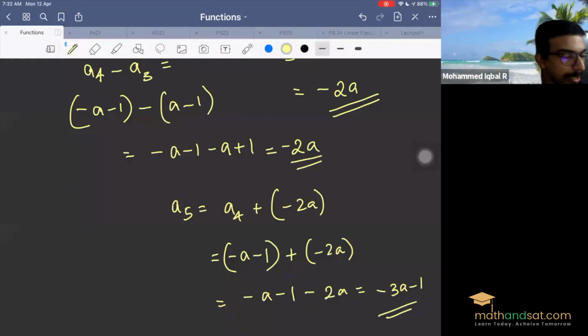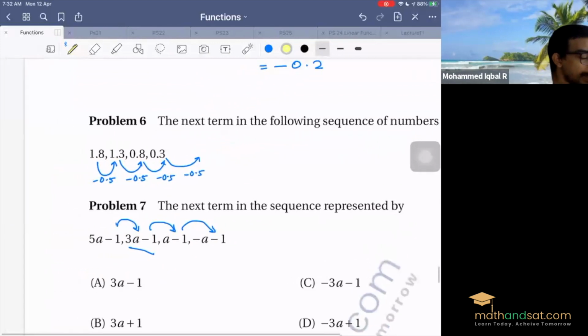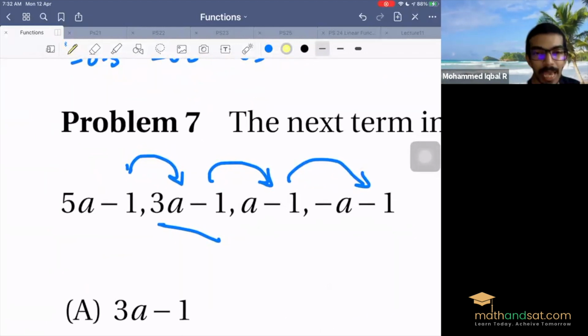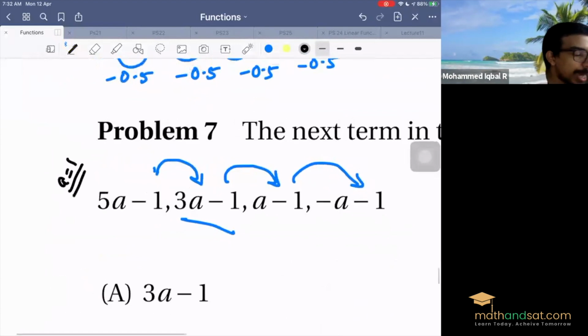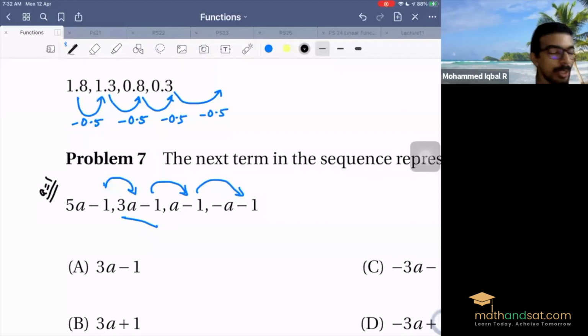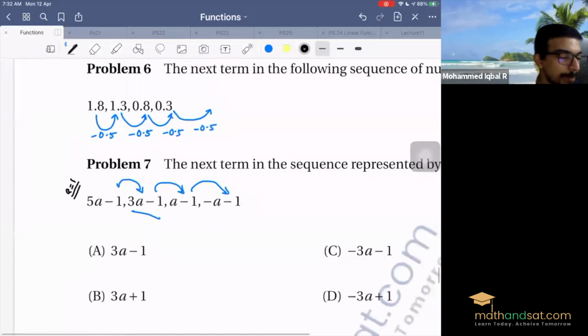Alternatively, during an exam like the SAT, you don't have to worry about the variable a. You can actually substitute some value for a and verify the answer. Say you choose a as 1. Wherever there is a, you just replace it with 1.